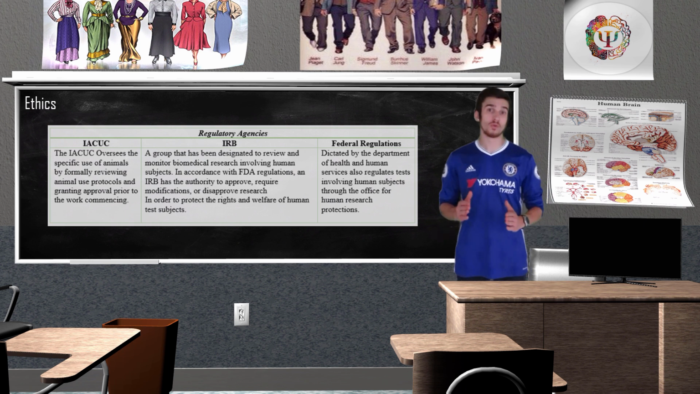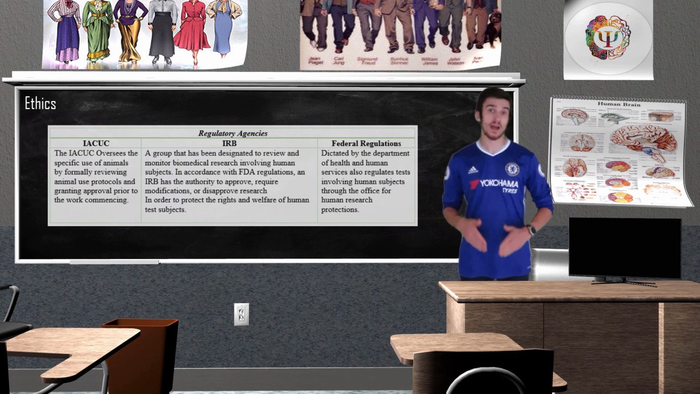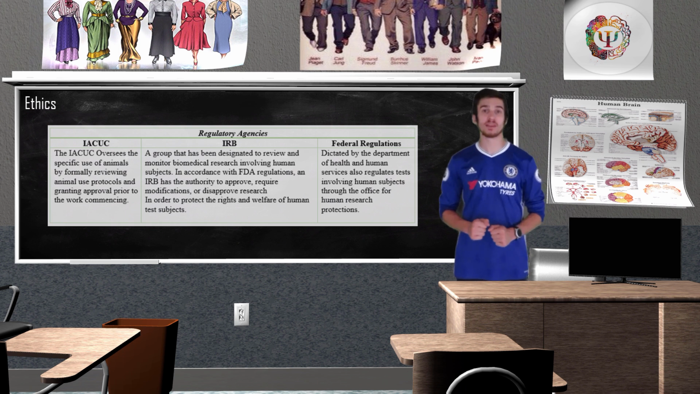work commencing. A local institutional review board, or an IRB, is a group that has been designated to oversee biomedical research involving humans. In accordance with FDA regulations, an institutional review board has the authority to approve, require modifications, or even deny research from happening. This is all in order to protect the rights and welfare of human participants.